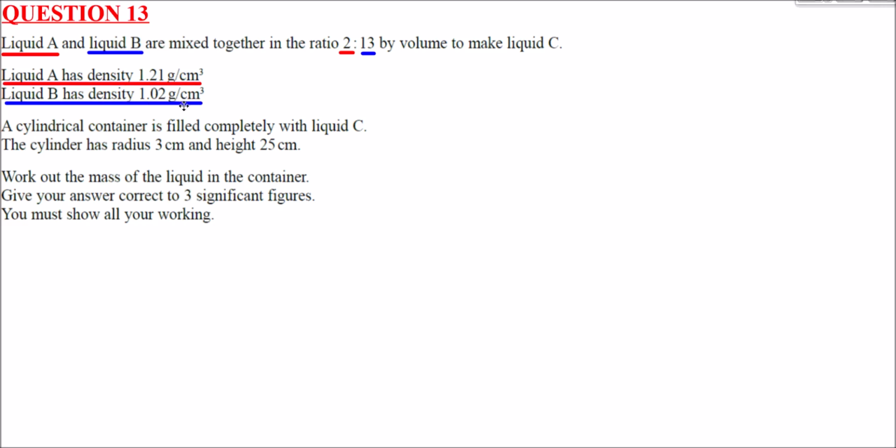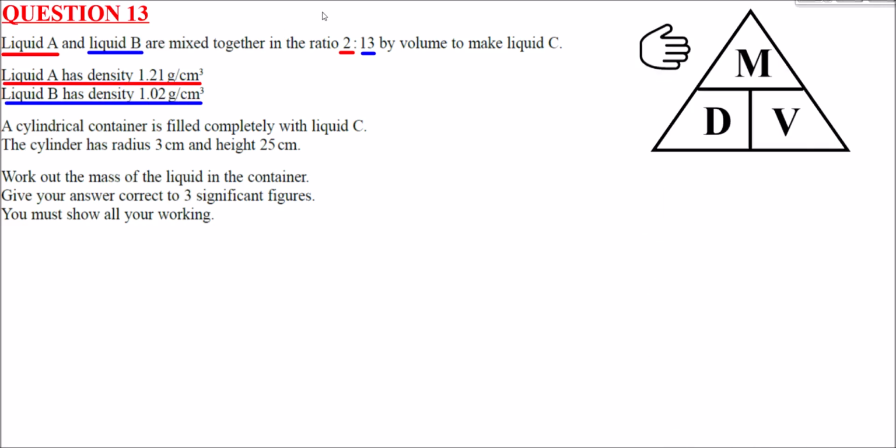So because we're talking about densities and volumes, it's going to be related to density, mass and volume. So density equals mass divided by volume, hence this formula triangle here we can use. So let's just think about making this liquid C. So liquid C could be made by mixing 2 centimetres cubed of liquid A plus 13 cubic centimetres of liquid B. So let's just consider that.